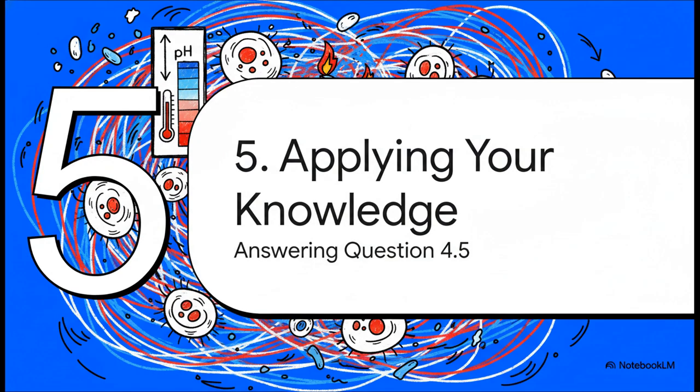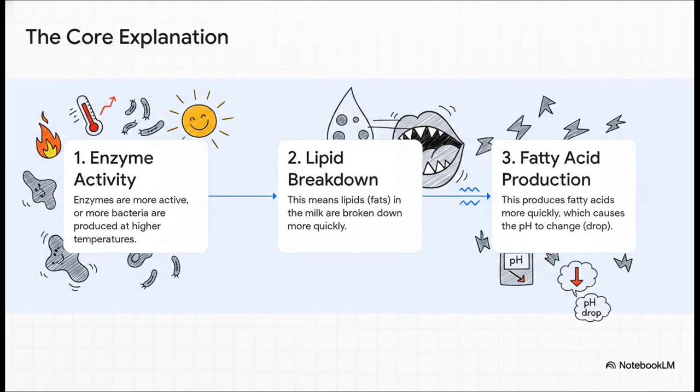Okay, let's move to the final part of question 4. This is where it all builds up. Question 4.5 asks you to explain why the pH changes more quickly at higher temperatures. This is where you apply your core biology knowledge. To get all 3 marks here, you just need to make 3 clear links.